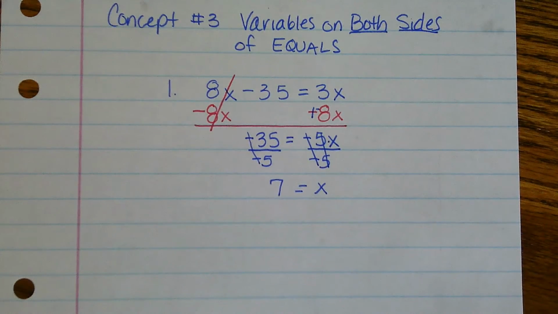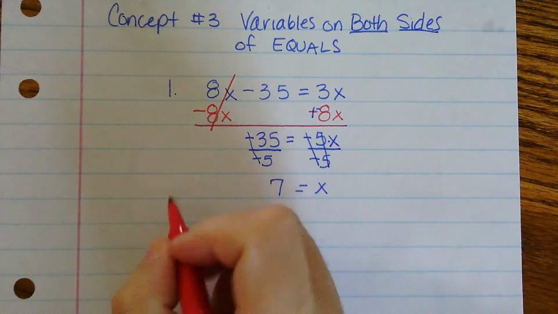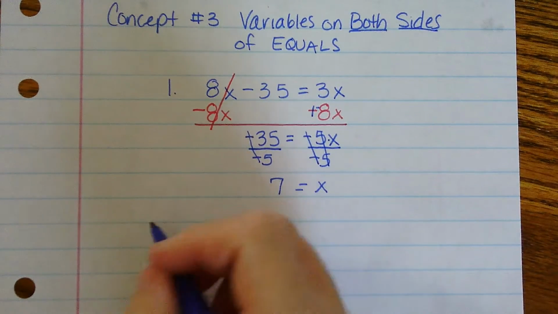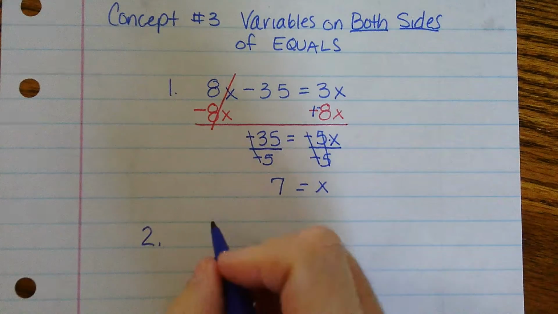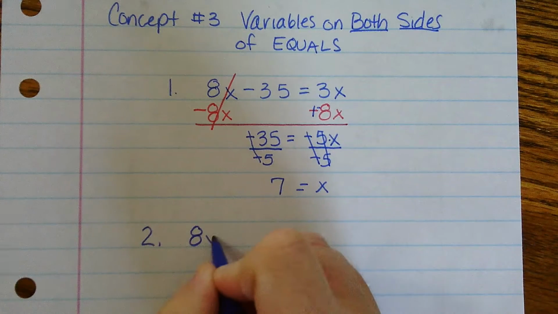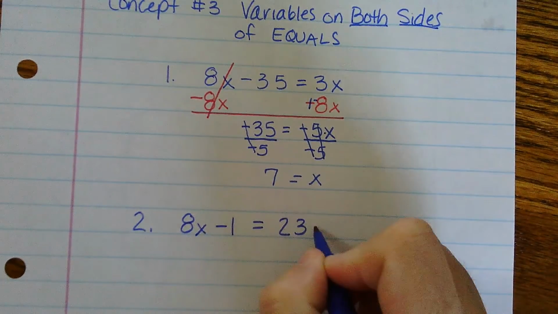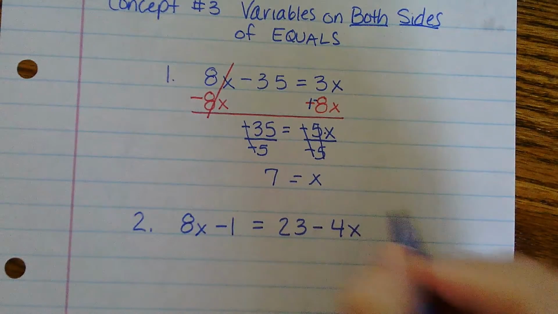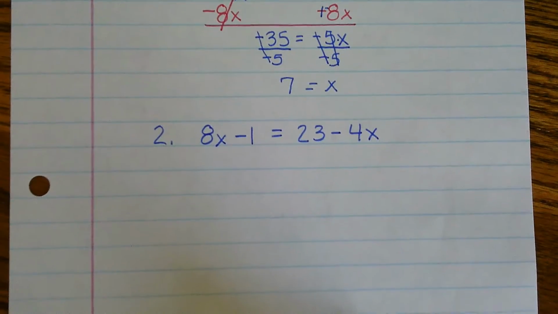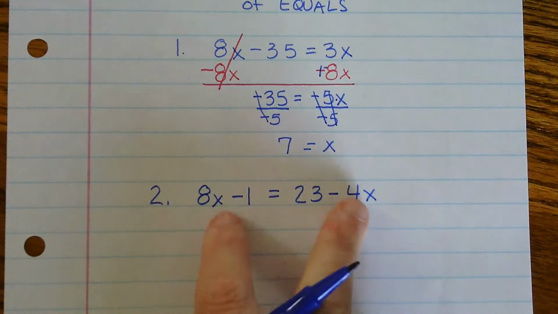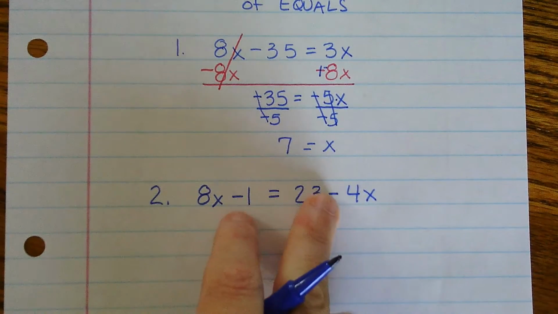Okay? I got one more for you to check out as far as notes go. And that one is number 2. A little bit more complicated. Well, not complicated. It's just long. 8x minus 1 equals 23 minus 4x. Okay? Now, this is different. What's different about number 2 is that there's x's on both sides and constants on both sides.